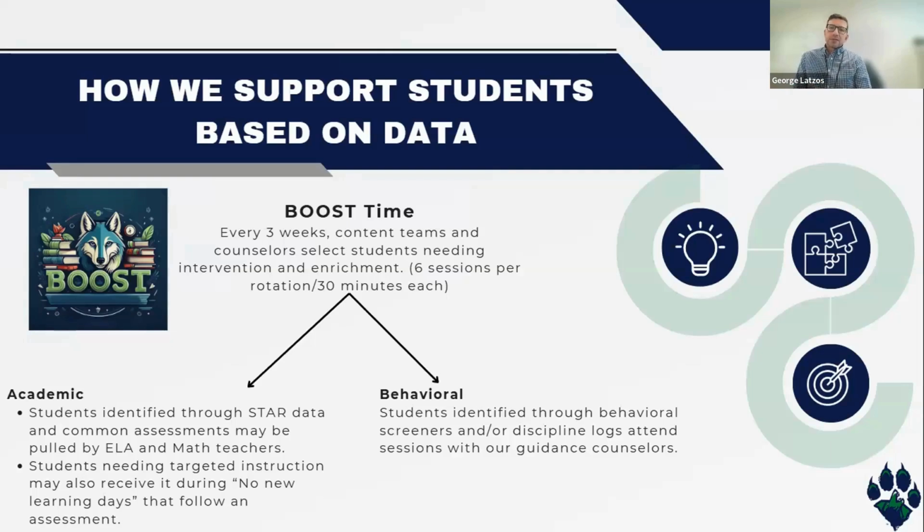So for the academic side of things, we have students who are identified, again, starting by looking at those universal screeners. And then from there, looking at PLT, common formative assessments or common summative assessments that are given, and kind of determining, are the students receiving the level of what they need at the tier 1, or are they needing some additional supports? And some of those students are pulled during that time.